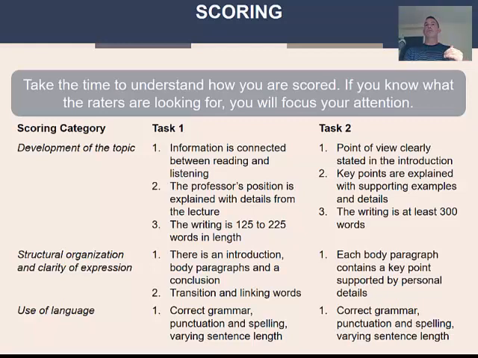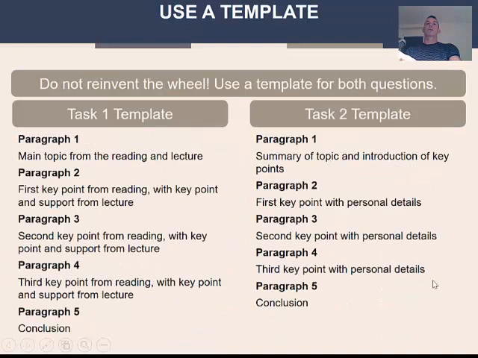There are 3 categories down the side that relate to the development of the topic, the structural organization and clarity of the information that the student is writing about, and of course the nuts and bolts, the use of the language. So you should be coming back to that time and time again through the lessons, any writing lesson that you do. The student may feel satisfied with what they've done, but when you bring up the scoring, have they really answered all of the elements that are within the rubric?